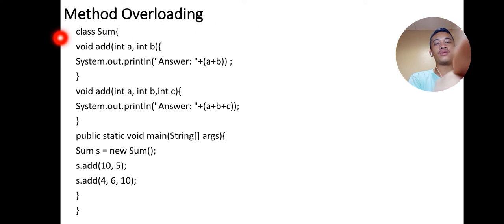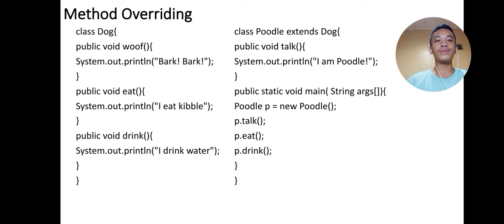So the method overloading right here occurs in the class Sum. When we say method overloading, once again, it is where the class allows multiple methods to have the same name but with different parameters. We have two parameters here and three parameters. And for method overriding, let's go back to the example. It says that it occurs in two classes and involves inheritance.